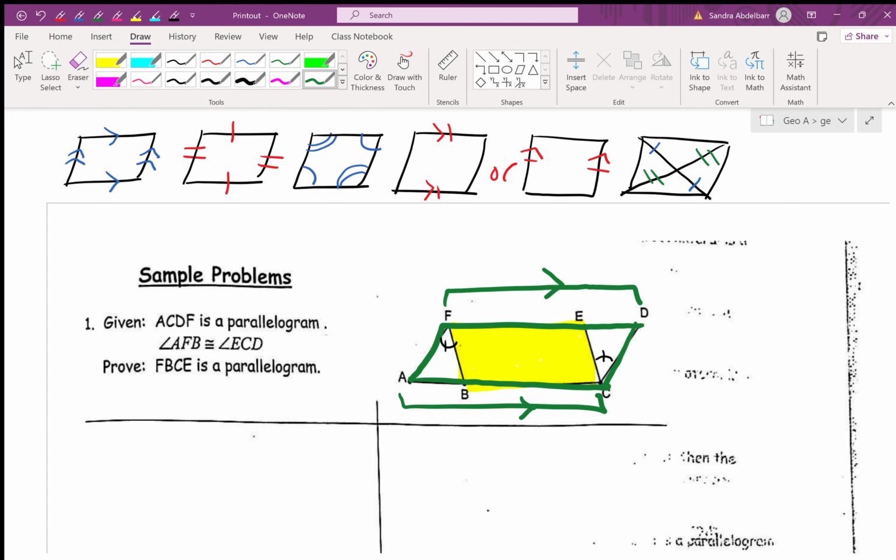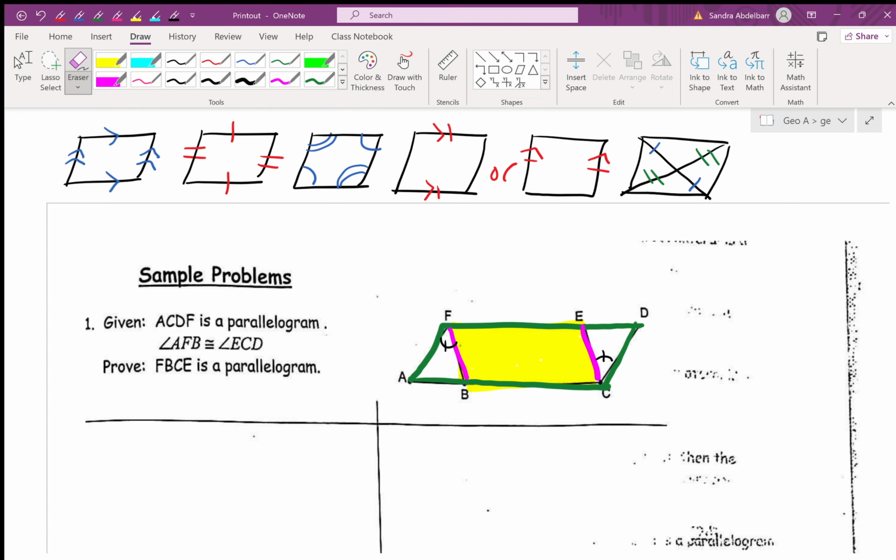I can, but then at that point, I would also need to either get FD and AC to be congruent, FE and BC to be congruent, or I would also need to show that FB and EC are parallel. There's no way right now to show FB and EC to be parallel, and there's no way to show that FE and BC to be congruent. So when we can't get what we want from the given information, what should we do? Prove triangles congruent. All right, let's go ahead and prove triangles congruent.